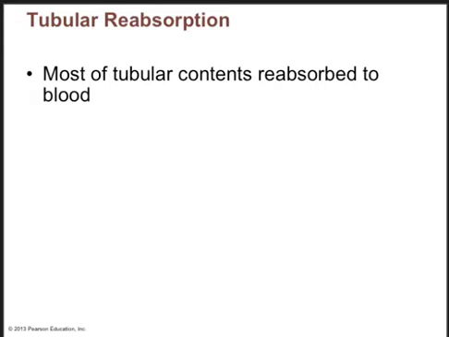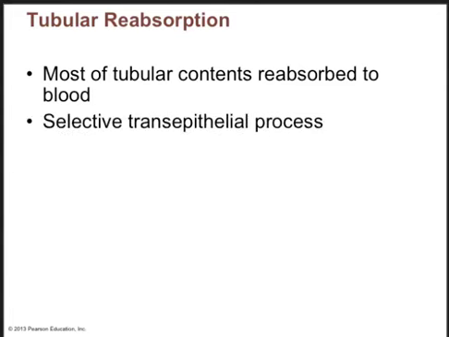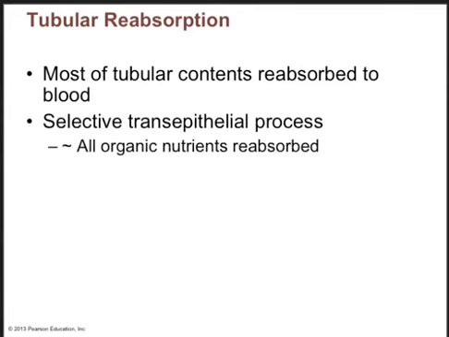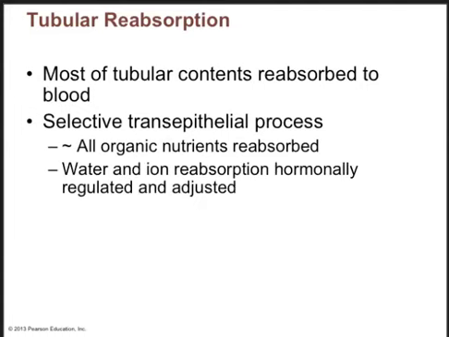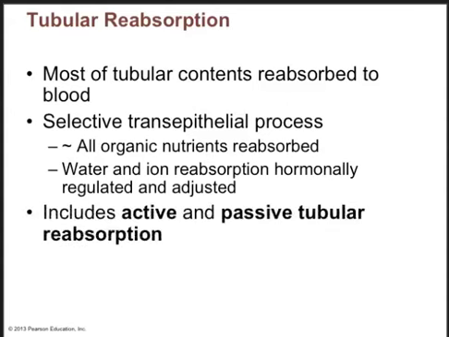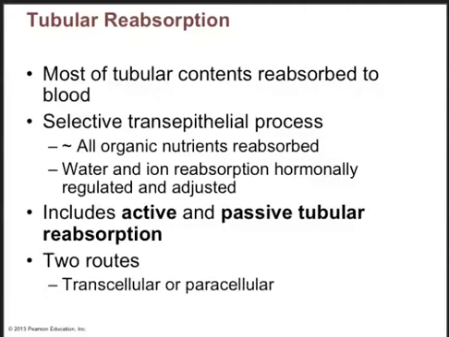Most of the tubular contents are reabsorbed into the blood through selective transepithelial processes. As an example, all organic nutrients are reabsorbed, and water and ion reabsorption is hormonally regulated and adjusted. This includes active and passive tubular reabsorption. And there's two routes that this can follow. It can be either transcellular or paracellular. Transcellular means through the cells, paracellular means around the cells.